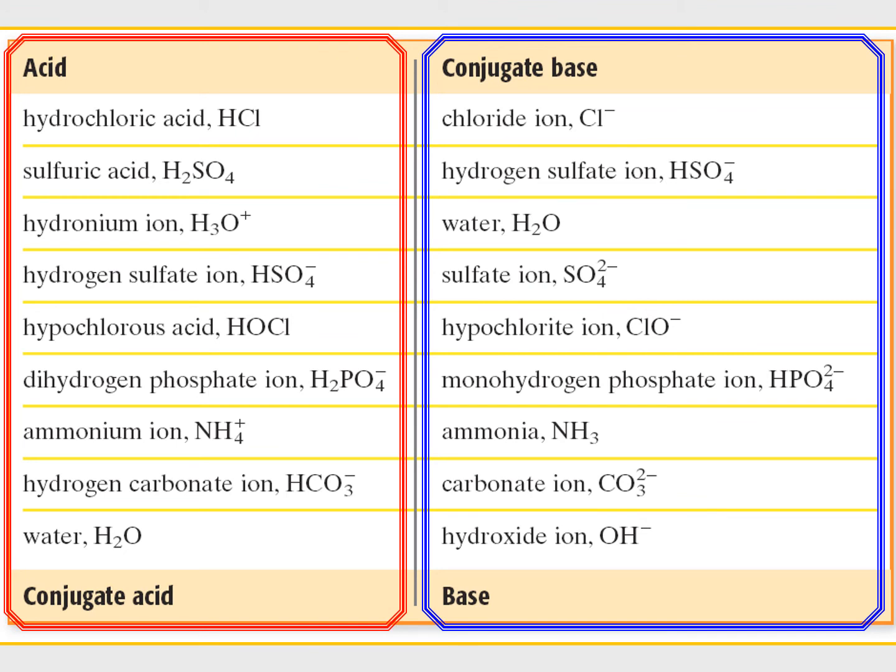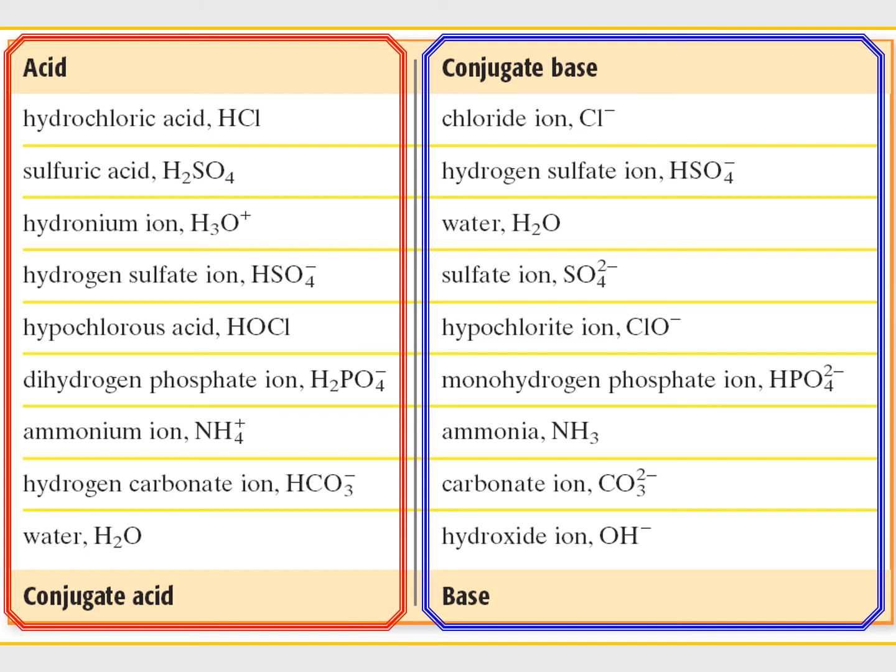The Bronsted-Lowry definition gives rise to the concept of conjugates. For every acid, there is a conjugate base. For every base, there is a conjugate acid. The difference between the two of them is always an H+, a hydrogen ion, a proton. On this table, which is found in your book in chapter 15, you will see a list of acids on the left and a list of their conjugate bases on the right.